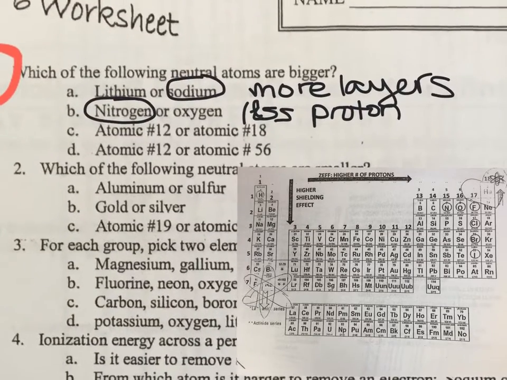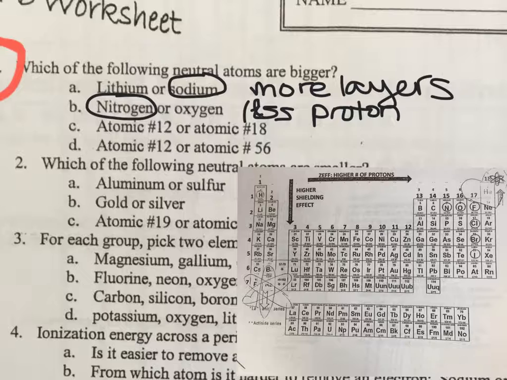All right, atomic number 12 or 18? Are these guys in the same row or column? Row, right? They're across. So, which side is the bigger side, left or right? Left, so 12. Good. So, why is 12 bigger? It has what? Fewer protons. Okay.